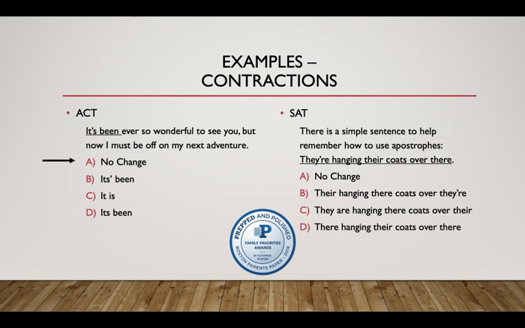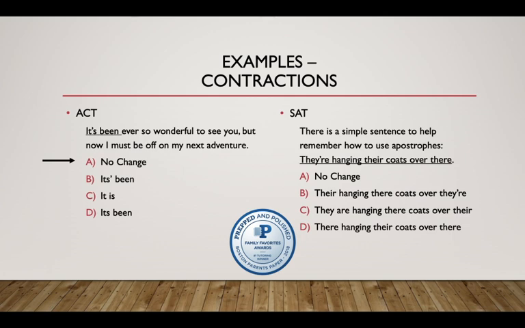Let's look at an SAT example. This one is always a bit trippy. There is a simple sentence to help remember how to use apostrophes: They're hanging their coats over there. Now, I use this a lot in my sessions with students when I first introduce the concept of apostrophes. And this sentence is a good way to remember it, assuming that you remember how to correctly write it out.